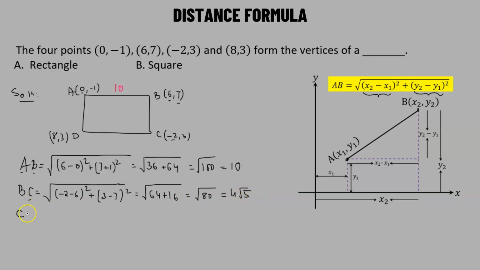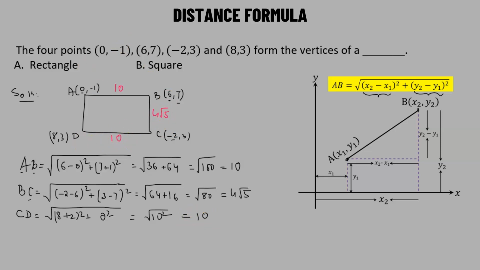Then we find out the value of CD. So CD will then be equal to, we'll take the square root. So we'll have 8 minus -2, so that's +2. 8 plus 2 whole squared. Added to 3 minus 3, so that's going to be 0. So 0 squared. 8 plus 2, that's 10. 10 squared is 100, and its square root is simply going to be equal to 10. So let's write it down. BC we obtained, that's 4 times square root of 5. CD came out to be 10.